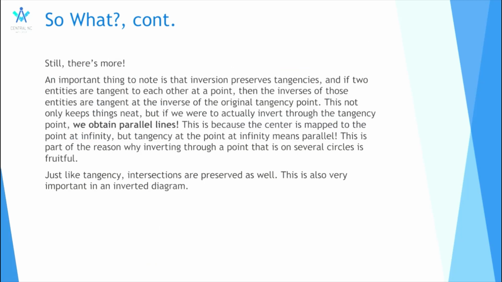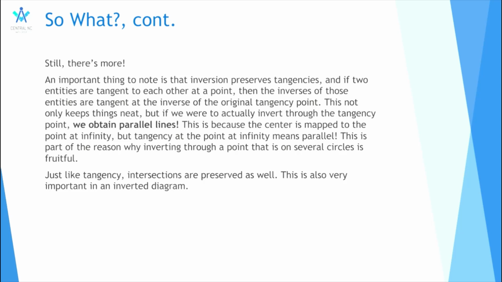Let's continue. Oh wow, there's more. An important thing to note is that inversion indeed preserves tangencies. So if two entities are tangent to each other at a point, then the images of those entities under inversion are going to be tangent at the point's inverse. Okay, so that's actually pretty helpful.